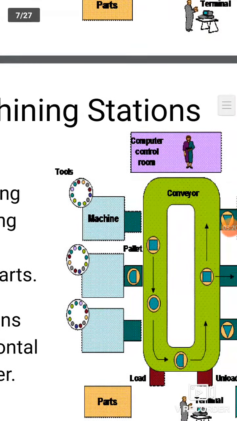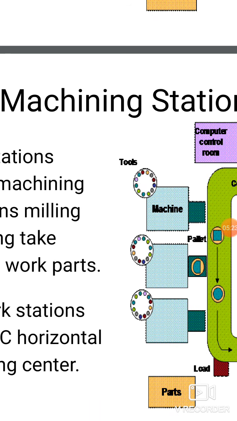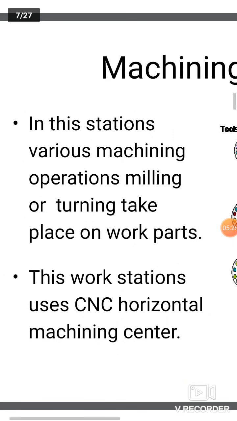Next one is the machining system. What is this machining system? The most common FMS applications occur at machining stations. These are usually CNC machine tools with automatic tool changing and tool storage. Tool storage is where the tools are stored, and from there the tool is picked up automatically according to the program we write.